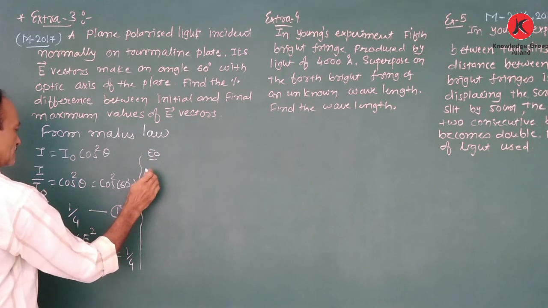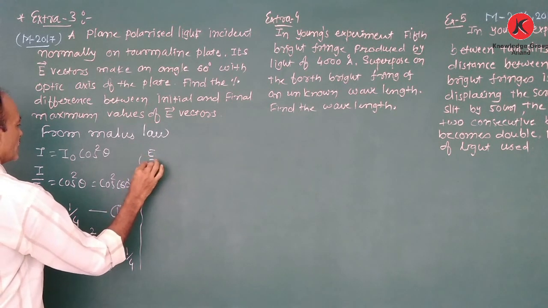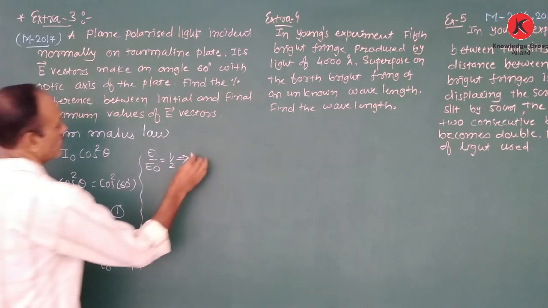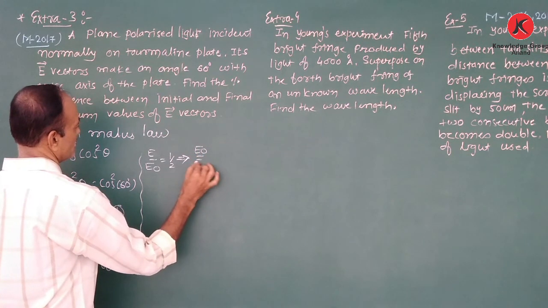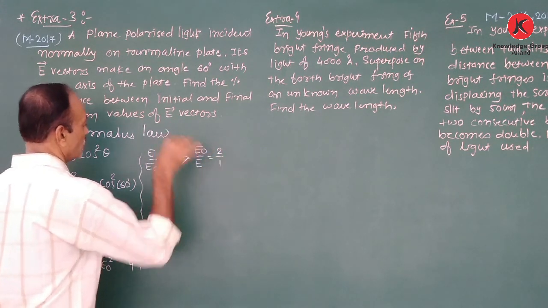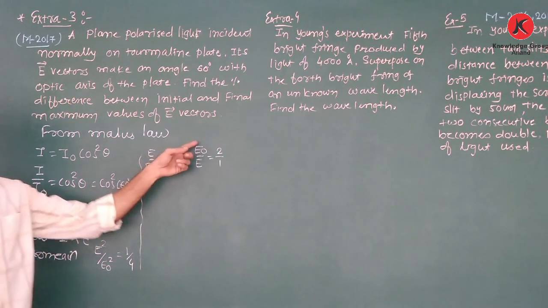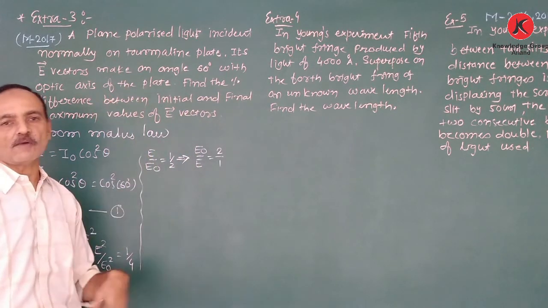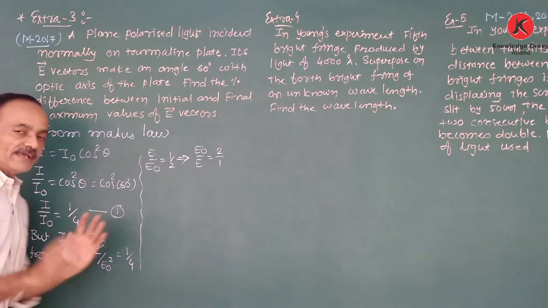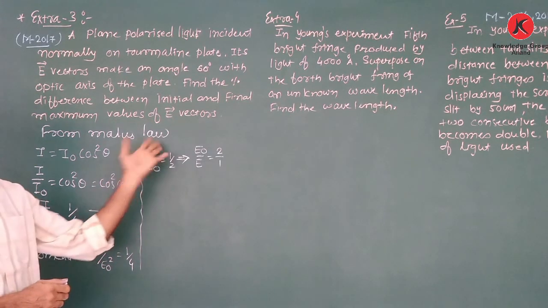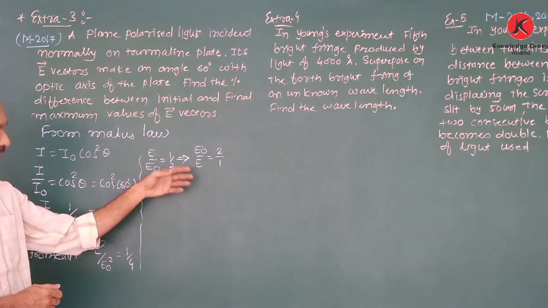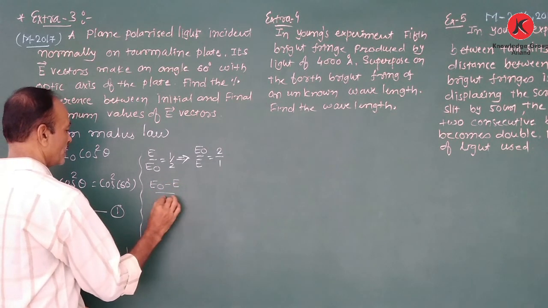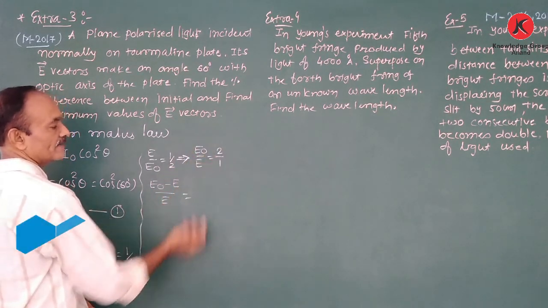Therefore, E upon E0 is equal to 1 by 2, taking the square root on both sides. Taking the reciprocal, E0 upon E is 2 upon 1. E0 is the initial amplitude, E is the final amplitude of oscillation of the electric field vector. Now we require the percentage value, so initial minus final upon final value. Therefore, E0 minus E upon E is equal to this.